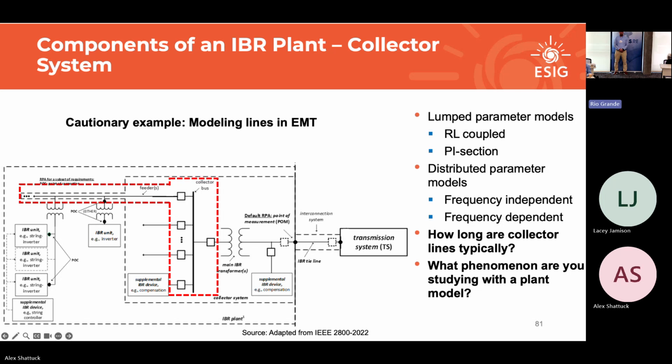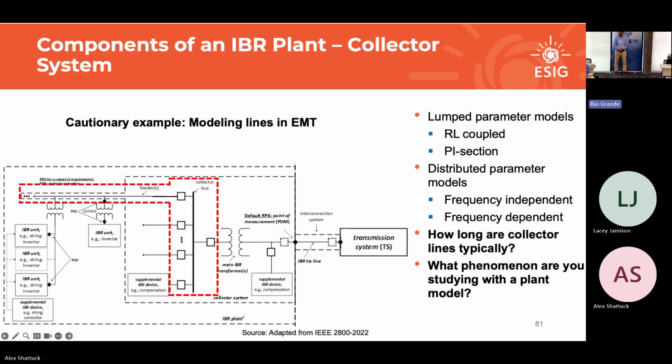So on the collector system, for modeling the lines in EMT, there are a bunch of different ways to model them. Choose, I guess, which one sounds best. Lucas, do you have any guiding principles on what to use? For an equivalent collector system, probably the Bergeron line would be the one I would go to, if it's long enough to do that. If it's a very short section, then the pi section.